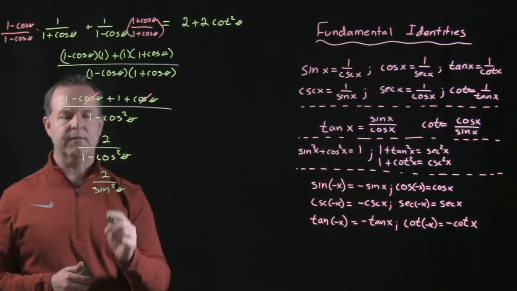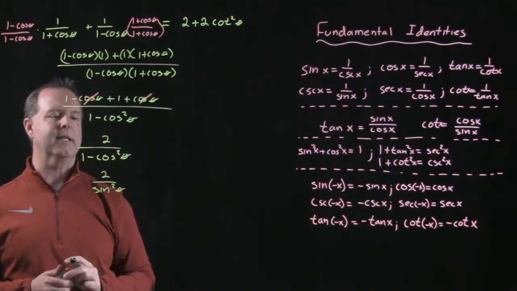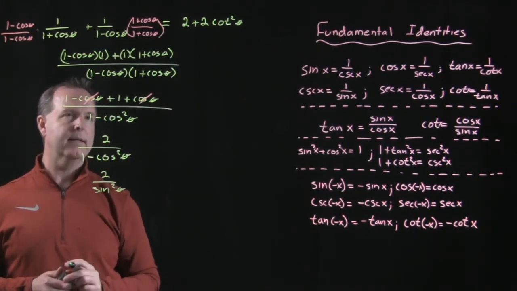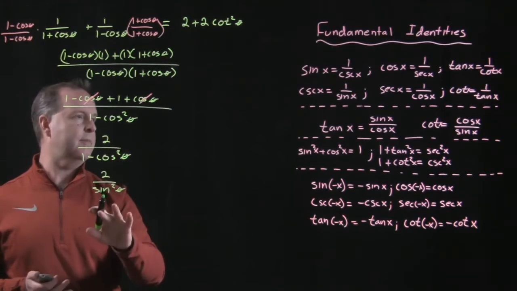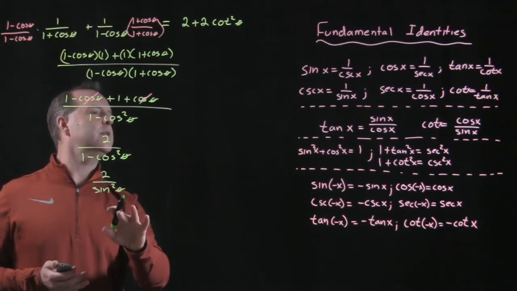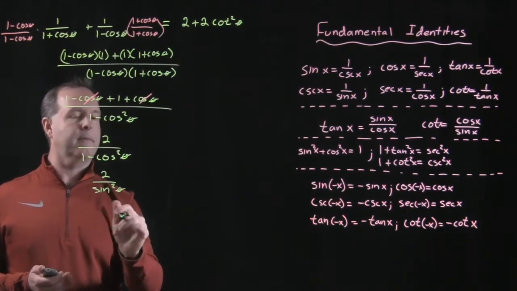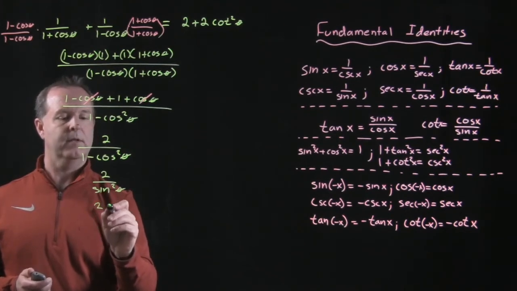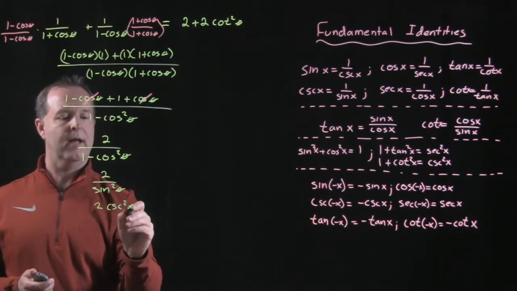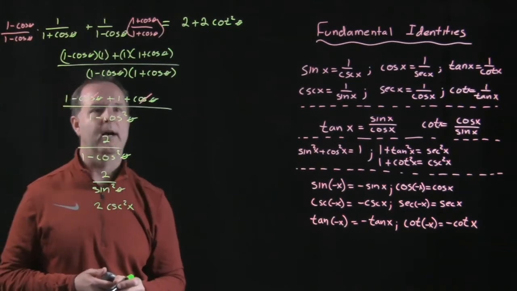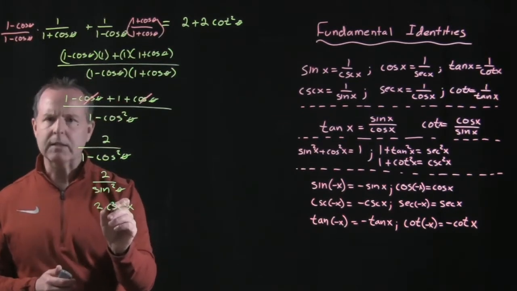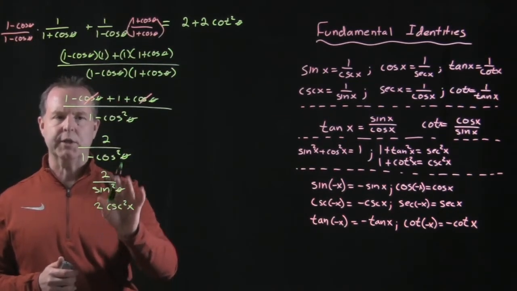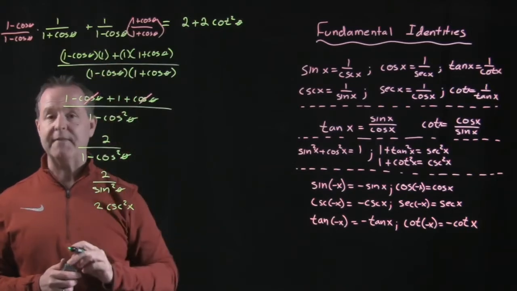All right, really can't go much further. I guess I could make it 2 cosecant squared as well. And so I might be able to make it one more step if I want to, and make that 2 cosecant squared theta. All right, again, this isn't the solution. None of these are solutions. They're just different ways to write that side.